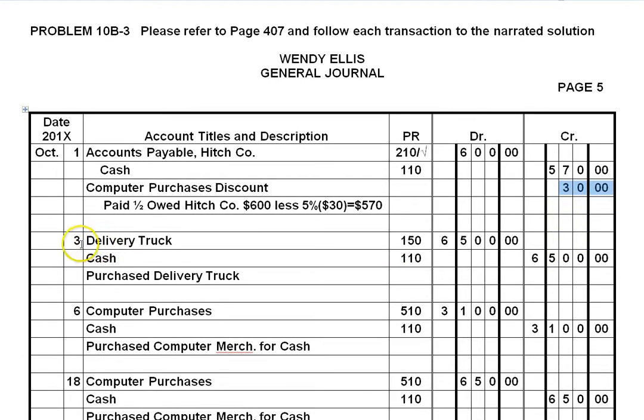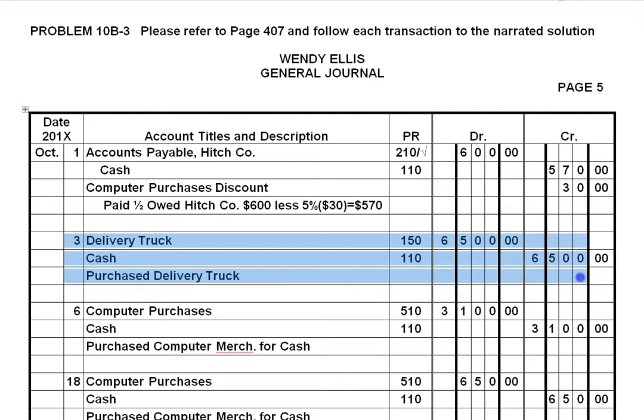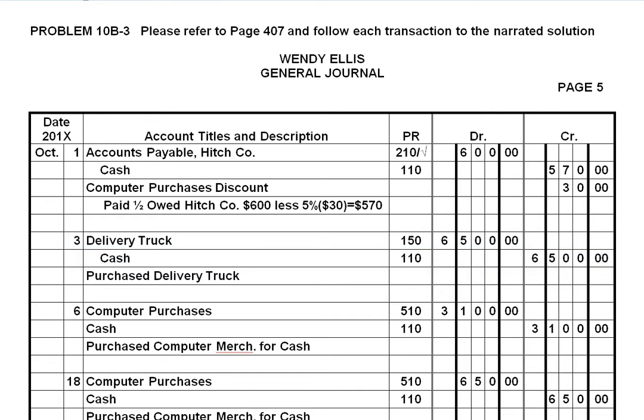Now, the second one here on the third, this is not merchandise. We don't buy and sell trucks. So if we're buying an asset, we simply debit the trucks account. We're not selling the stuff, so we don't call it purchases. We call it delivery truck. But when we buy computers as inventory, that's why they label the account title computer purchases.